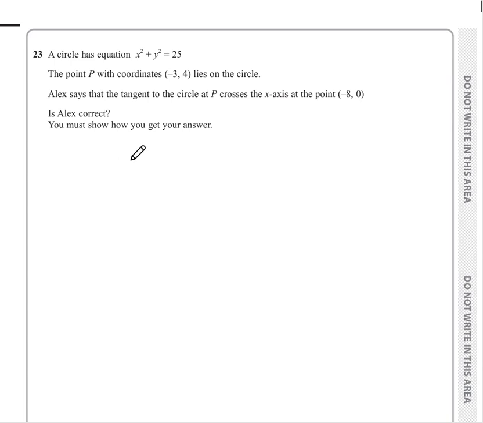Question 23. The circle has equation x squared plus y squared equals 25. So the general equation of a circle is x squared plus y squared equals r squared. So we know that r in this case is 5. It's always worth doing a little sketch as well. So let's draw just a tiny little sketch to help us think about this. The point P with coordinates (-3, 4) is going to be somewhere here, isn't it?